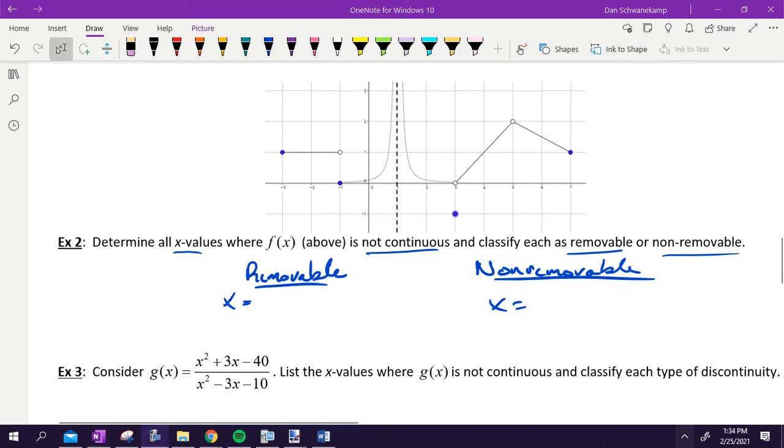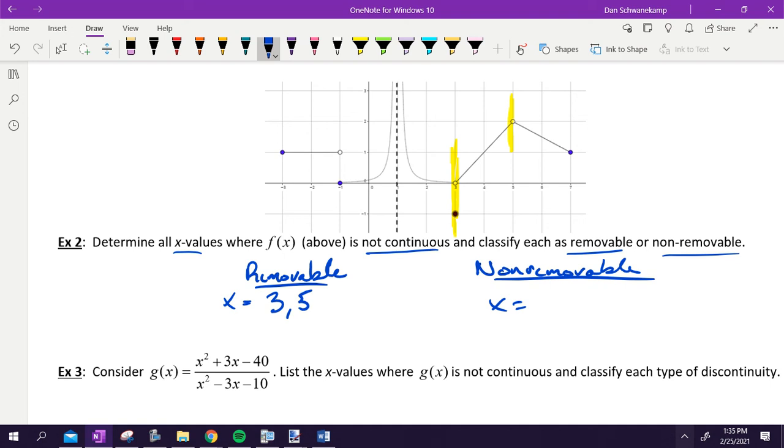All right, let's look. Show me with your fingers. At what two spots do you have a removable discontinuity? What are you looking for on your graph for a removable discontinuity? A hole. There's a hole right there at 3. There's a hole right there at 5. Removable discontinuities at 3 and 5.